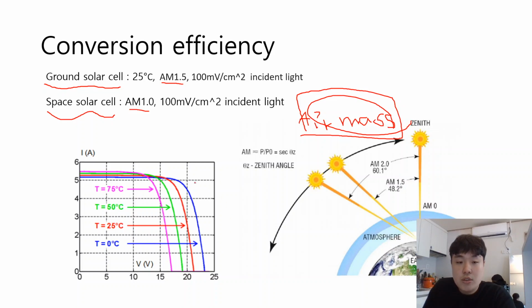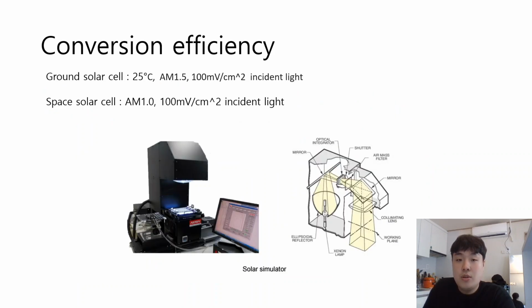And this graph is about temperature. When we change the temperature, the IV curve changes like this. We can see the change with temperature in the graph. And this machine is a solar simulator, and this simulator can make the environment for this condition or this condition.